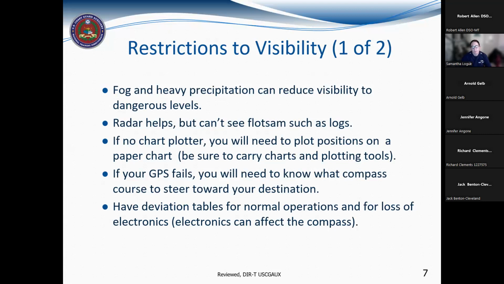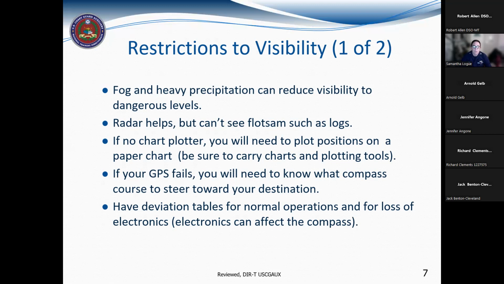So if your GPS fails in this instance, you'll need to know what compass course to steer towards your destination. And having someone plot where you're at on a chart, so you know where you're going and how you can get back there.